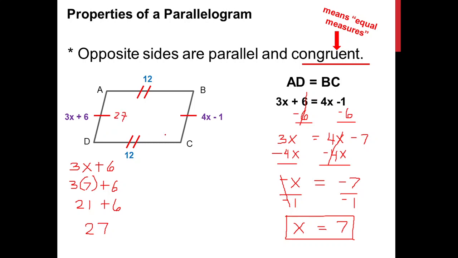Let's try to prove if BC is also equal to 27. Let's try to substitute the value of x. 4x minus 1. The value of my x is equal to 7. 4 times 7, that is 28. Minus 1. 28 minus 1, that is equal to 27. Therefore, this figure is a parallelogram. Opposite sides are parallel and congruent.